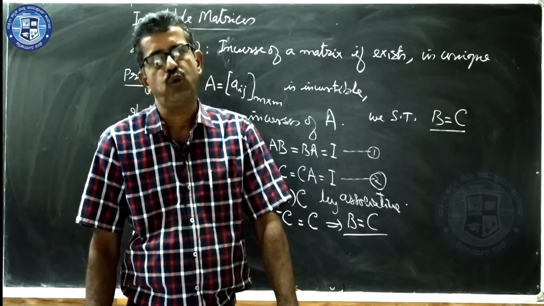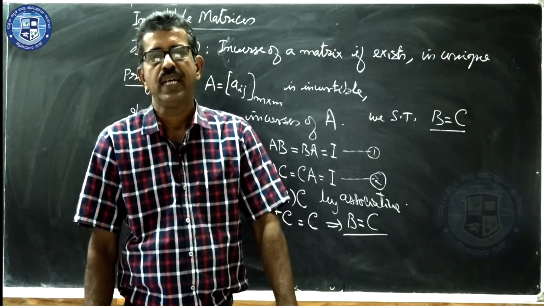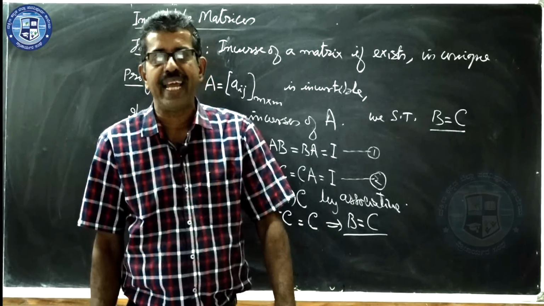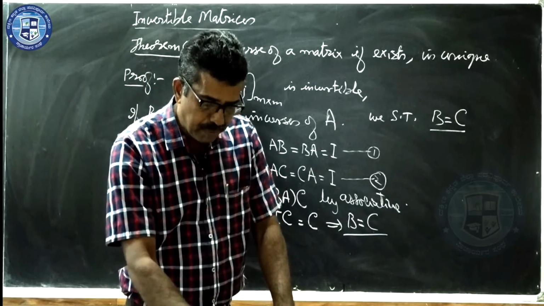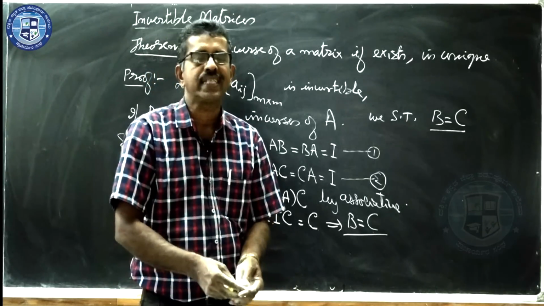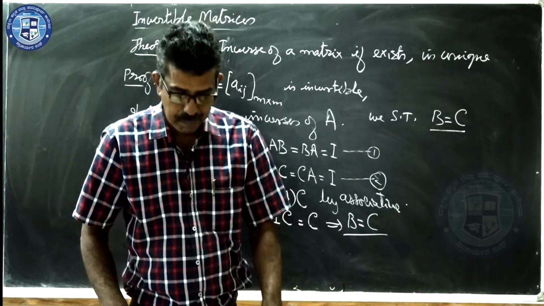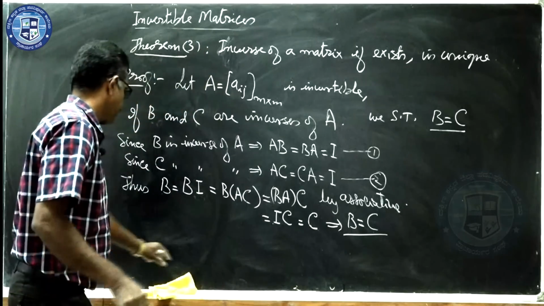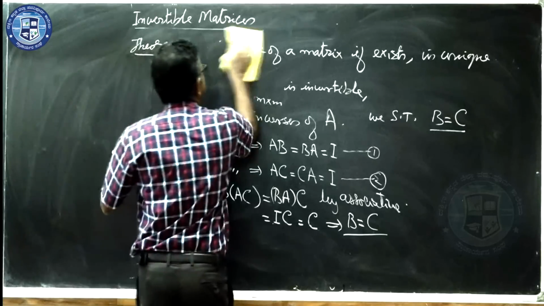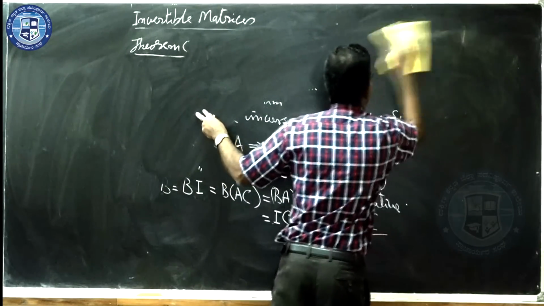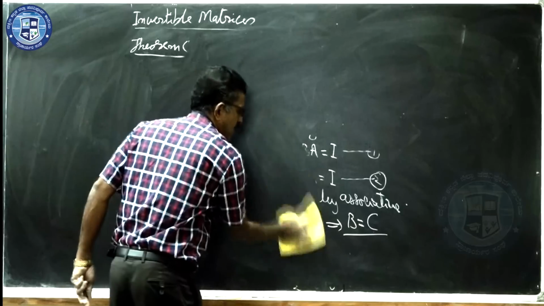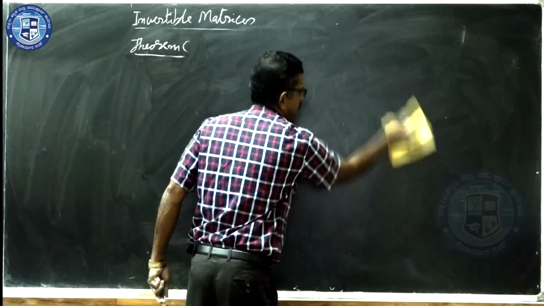that is theorem 4. Theorem 4 is as follows. If A and B are invertible matrices, then we always have the inverse of A into B is B inverse into A inverse. For any two invertible matrices, we have a standard result. We already had a similar result: what is (AB) dash? It is B dash into A dash.